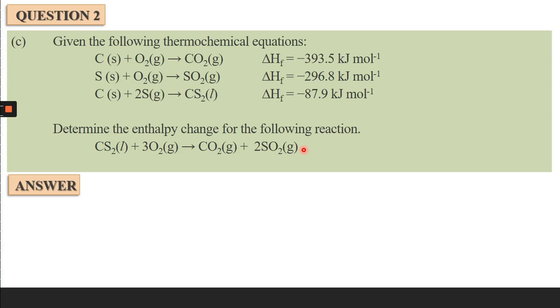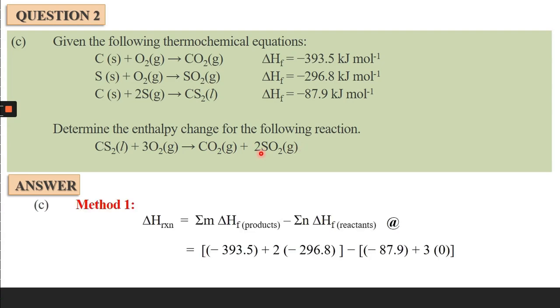Students are able to use two different methods. Method number 1, by using formula. Enthalpy of any reaction is equals to the summation of enthalpy formation for all the products minus summation of enthalpy formation for all the reactants. In this case, the products are CO2 gas and 2 mole of SO2 gas, and the reactants are CS2 liquid and 3 mole of oxygen gas.